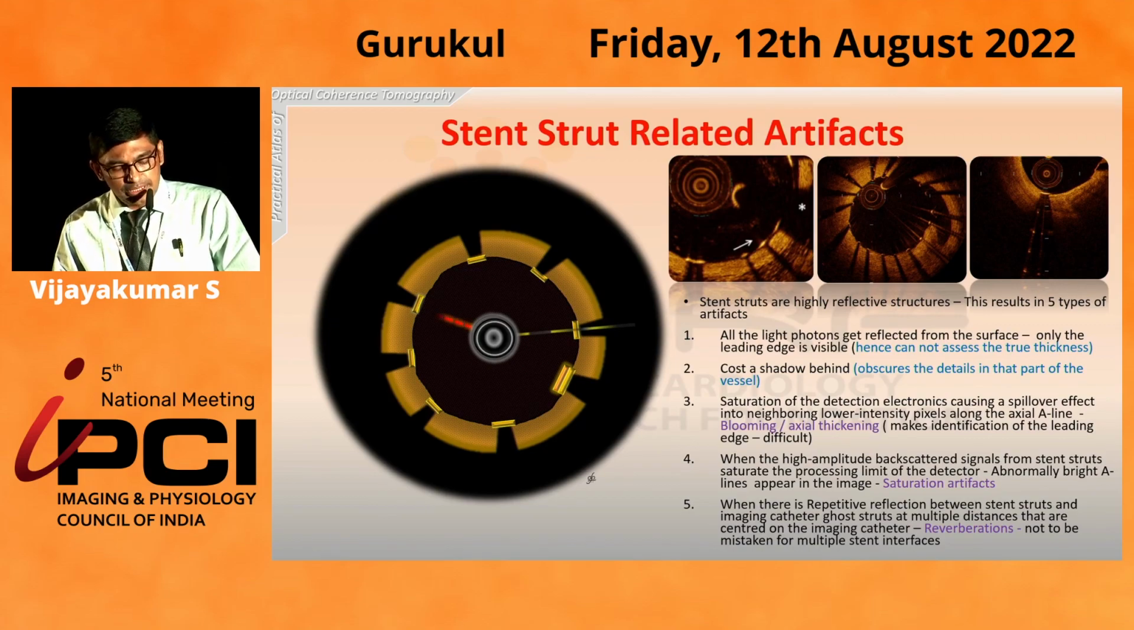When there is repetitive reflection between the stent struts and the imaging catheter, ghost struts appear at multiple distances that are centered on the imaging catheter. So one time it goes up and down, then one image forms here, second time goes up and down, the second forms here, and the third time it's here. So what is the clinical importance of these reverberations? They should not be mistaken for the stent interfaces.